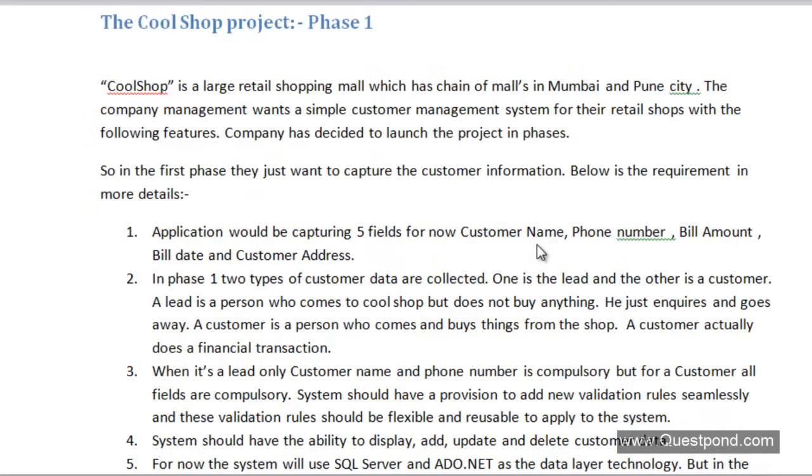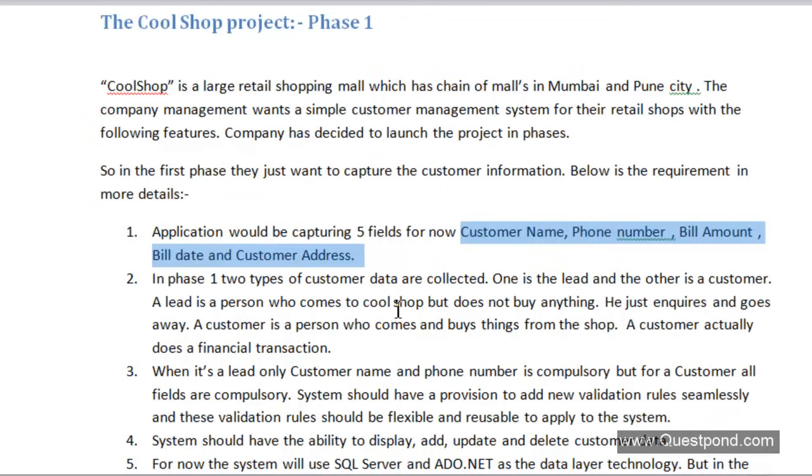So first, requirement number 1, the application would be capturing these fields: customer name, the name of the customer, phone number, bill amount, how much is the bill, bill date, and the address of the customer. So 5 fields, this application should capture in phase 1.